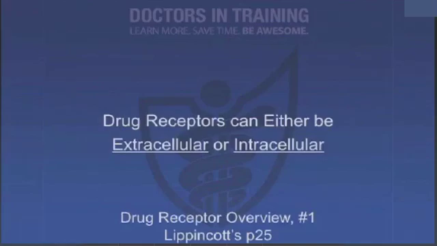In this lecture, we're going to be discussing how drugs interact with their receptors to exert their effects. Most drugs do use some type of receptor to exert their effects on the body, and these receptors can either be extracellular, outside the cell, stuck onto the cell membrane, or they can be intracellular receptors.